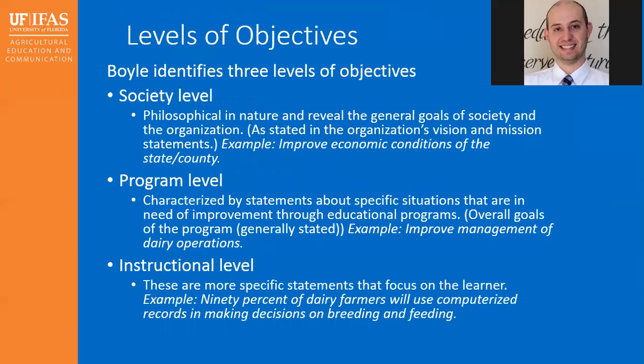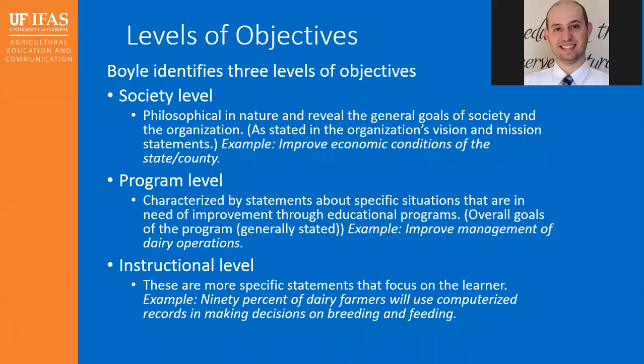So now that I provided some basic backgrounds on developing objectives, let's dive into the important components of writing objectives. The first being the consideration of Boyle's 3 levels of objectives. Boyle identifies that objectives can be developed at a societal, program, and instructional level. The societal level objectives, they're really typically philosophical in nature and reveal the general goals of society and the organization, as stated of the organization's vision and mission statements.